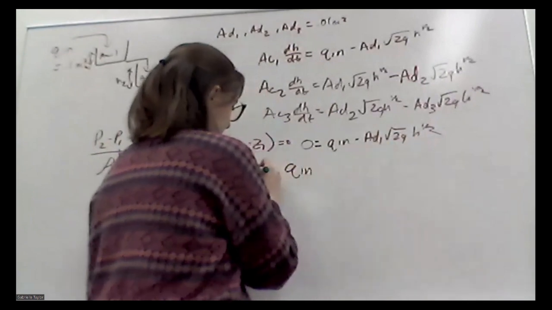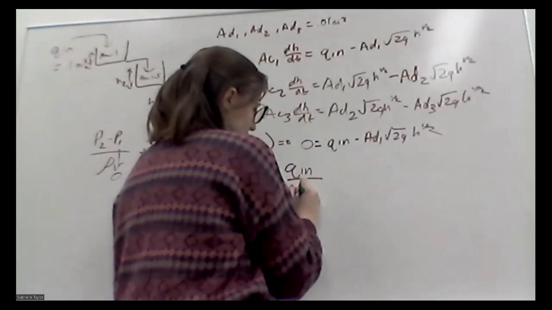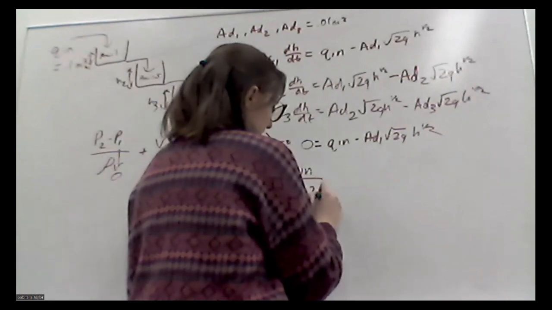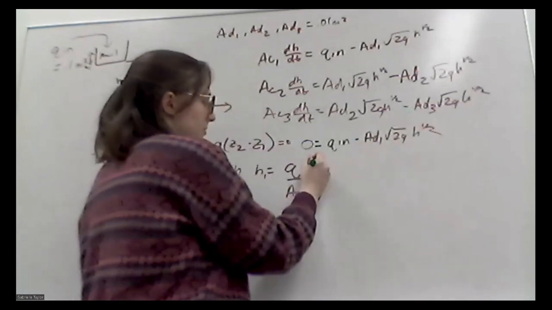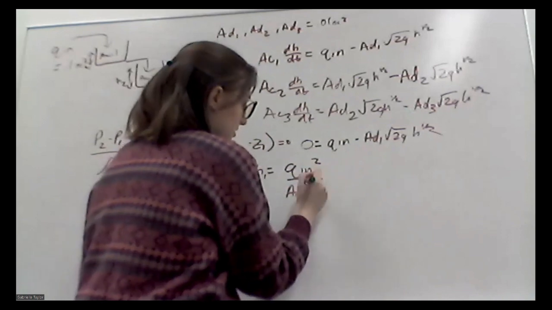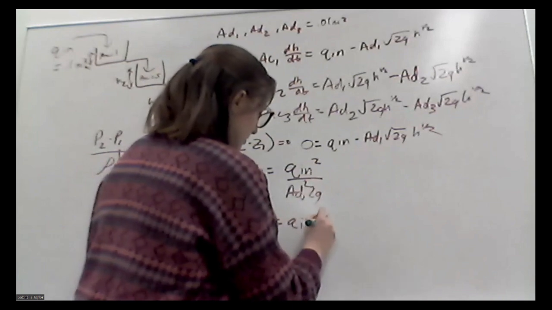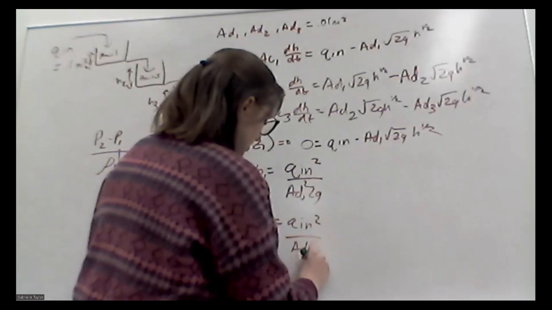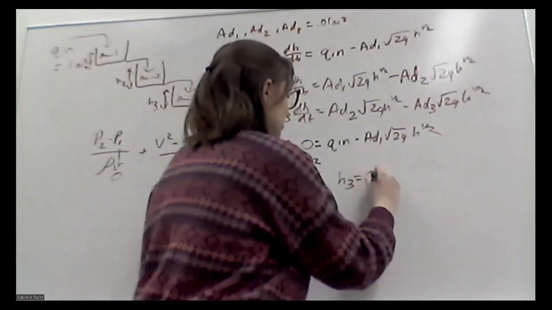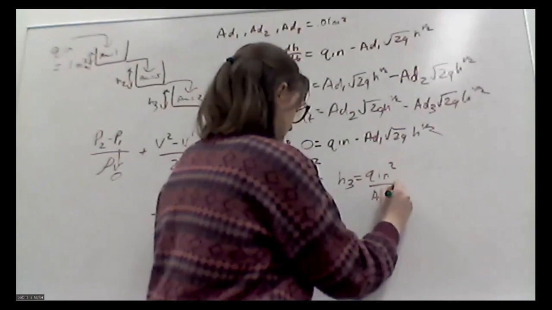Qin at the top, for height 1, so Qin divided by our cross-sectional area of our drainage times the square root of 2gh. And then since that is square rooted, we have to square these, and it cancels out. So now that we have height 1, we just have to change this to A_d2 for height 2, and our height 3, which is going to be Qin squared over A_d3 squared times 2g.